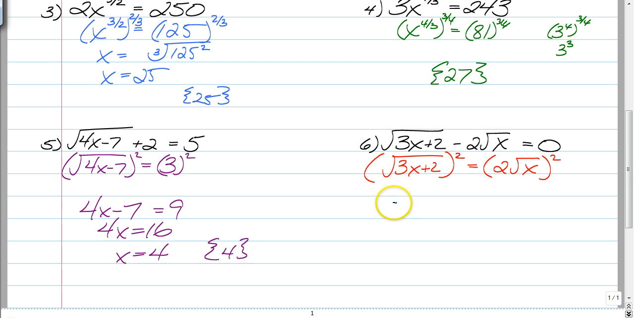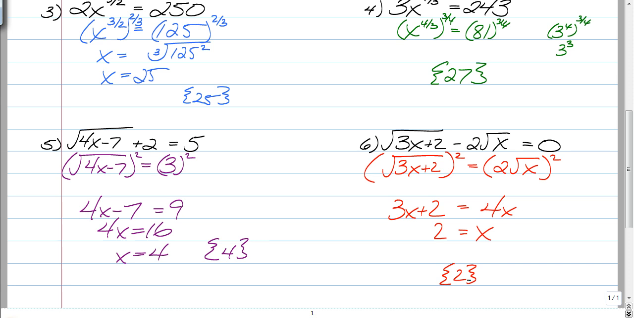So this side is just going to turn into 3x plus 2. And we're squaring both terms here, so this is going to turn into 4x. Now we just solve, subtract 3x from both sides, and we get x is equal to 2. And, of course, check for restrictions. We can take the square root of 2. We can take the square root of 8. So we're finalized here, and we have our solution of 2.